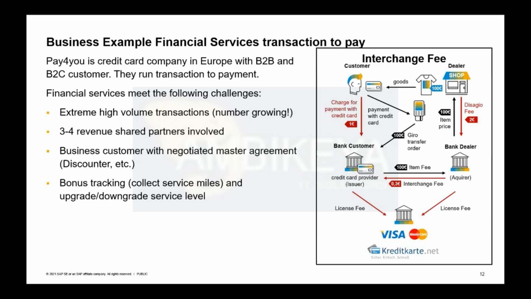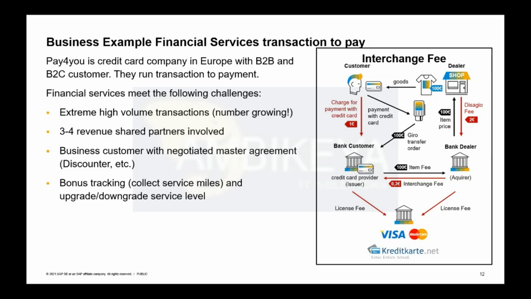Then I have another business example. This belongs to financial service. This is a process transaction to payment. A lot of credit card companies have also high volume transaction businesses in place, and they use, similar to a platform operator, BRIM in the process transaction to payment.